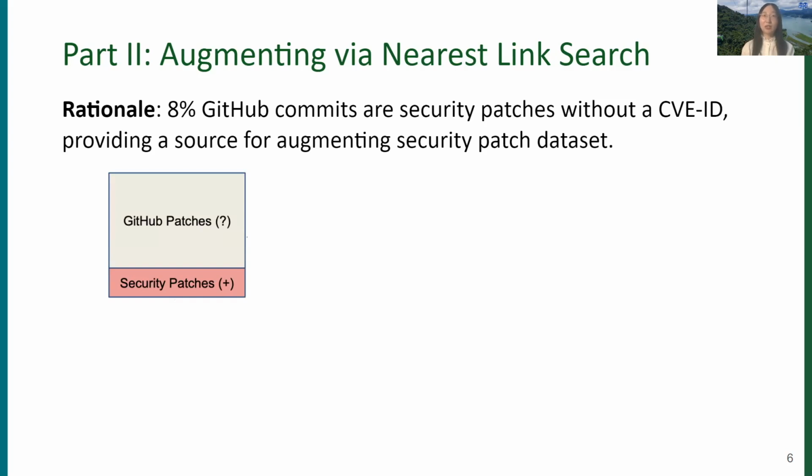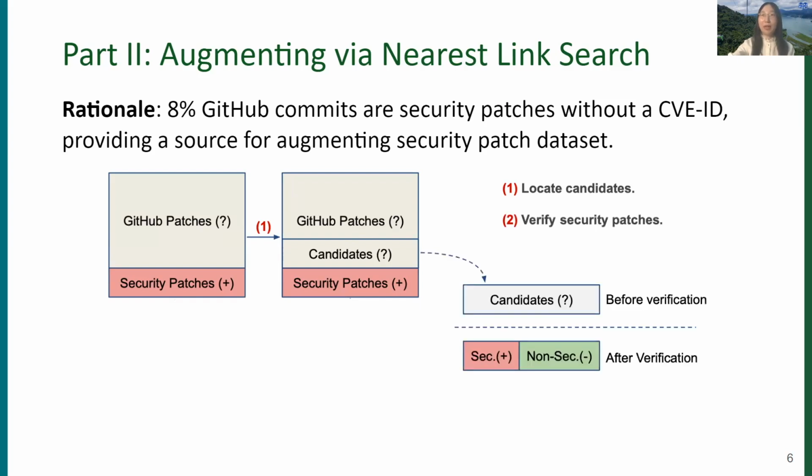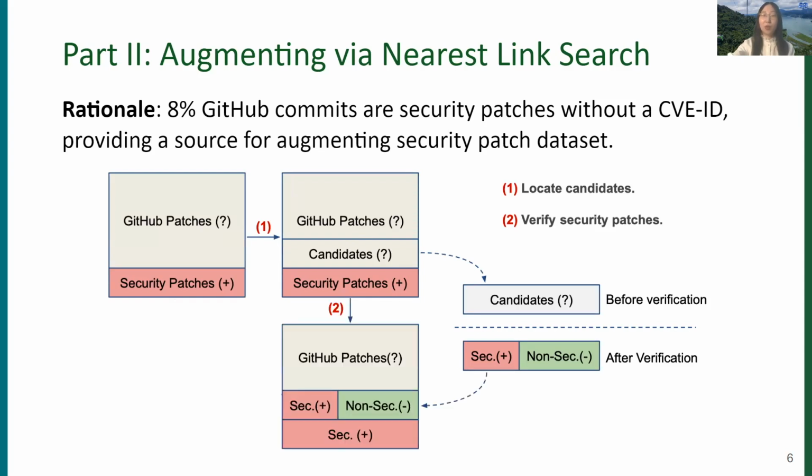Given security patches extracted from the NVD, we first find a set of candidates that are the most promising samples to be security ones. And then we perform manual checking to see if each is a security or non-security patch. If so, we merge it into the existing security dataset. If not, we just put it aside. Then we continue this loop until we find enough security patch samples.